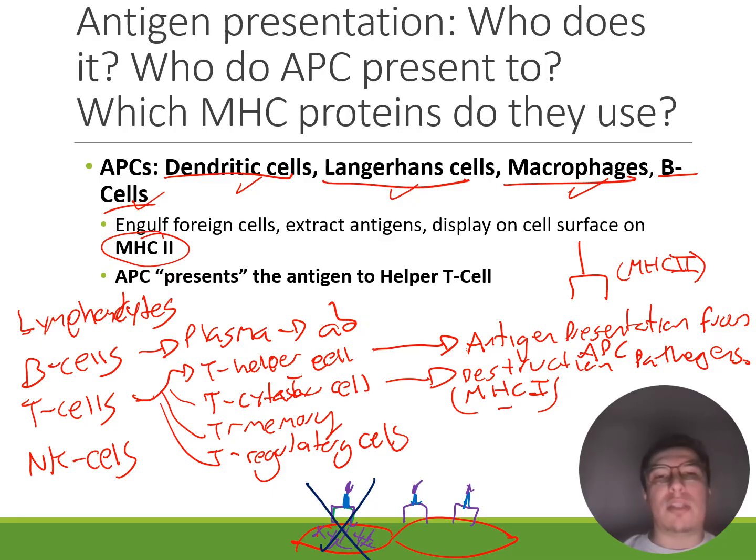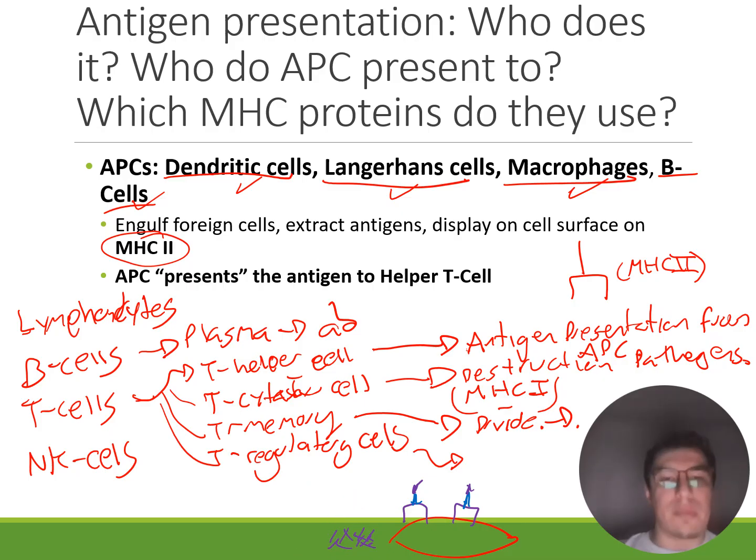The T memory cell is actually lying in circulation waiting to be activated, and once it becomes activated, it will divide so that it can then go on to activate B cells and mount an immune response. And regulatory T cells are meant to prevent an immune response from going unchecked. This prevents overstimulation of T cells so that there is not an autoimmune process going on.